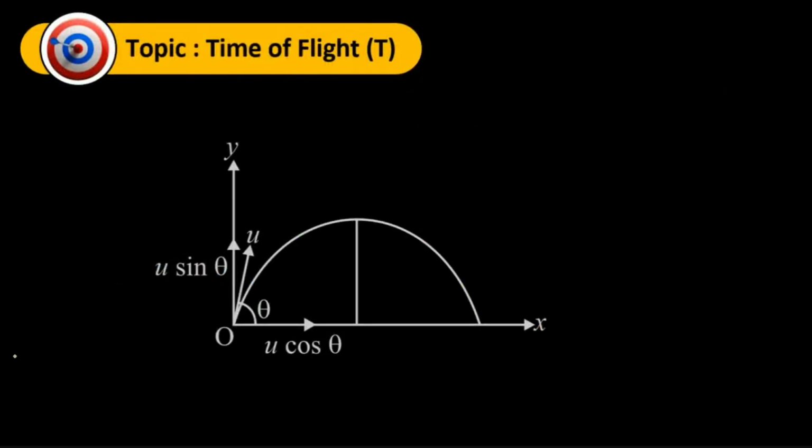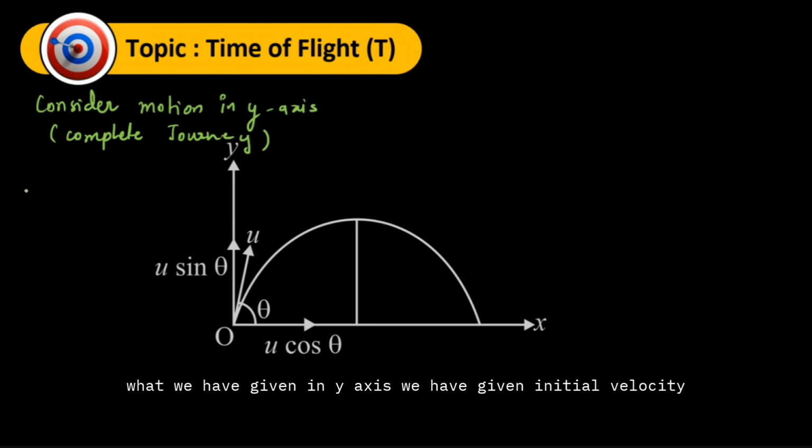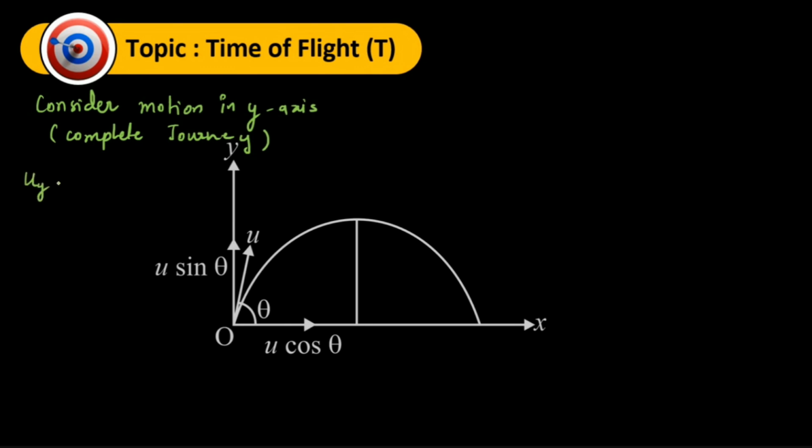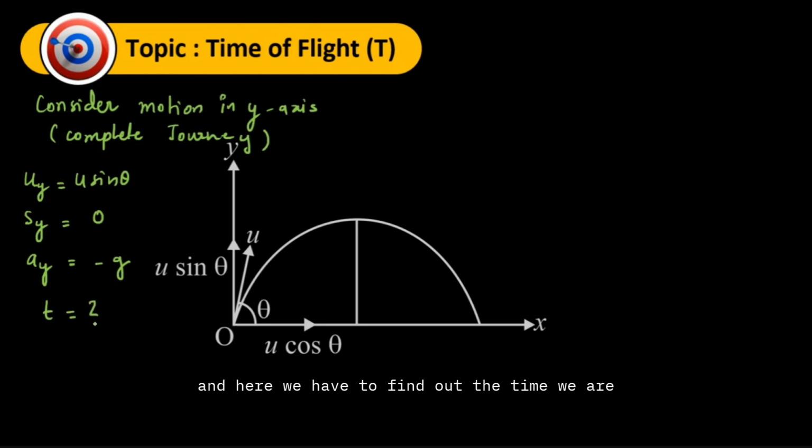So we already discussed how we can calculate all those things. So first it was time of flight. So in order to find time of flight, we'll consider motion in y-axis, and that too for complete journey. So what we have given in y-axis, we have given initial velocity, which is supposed to be u sine theta. The displacement for the complete journey is going to be 0. Acceleration is going to be negative of g. And here we have to find out the time.